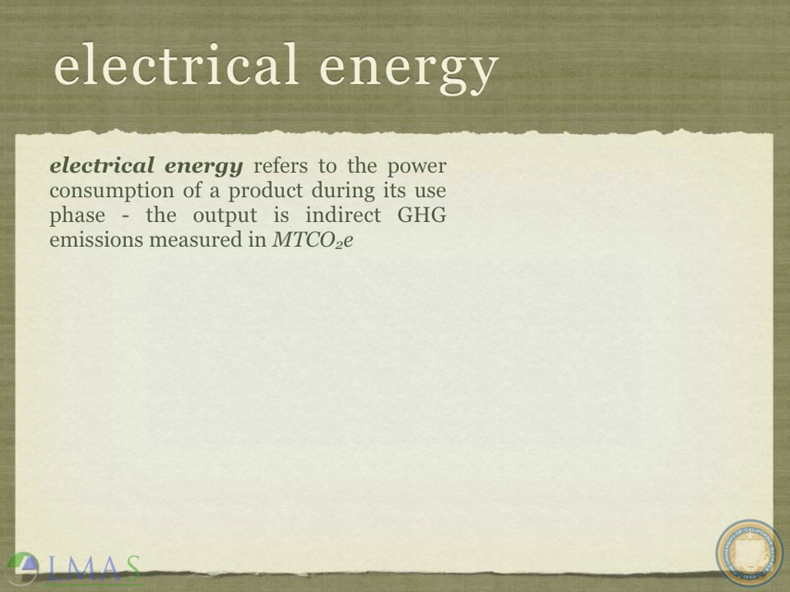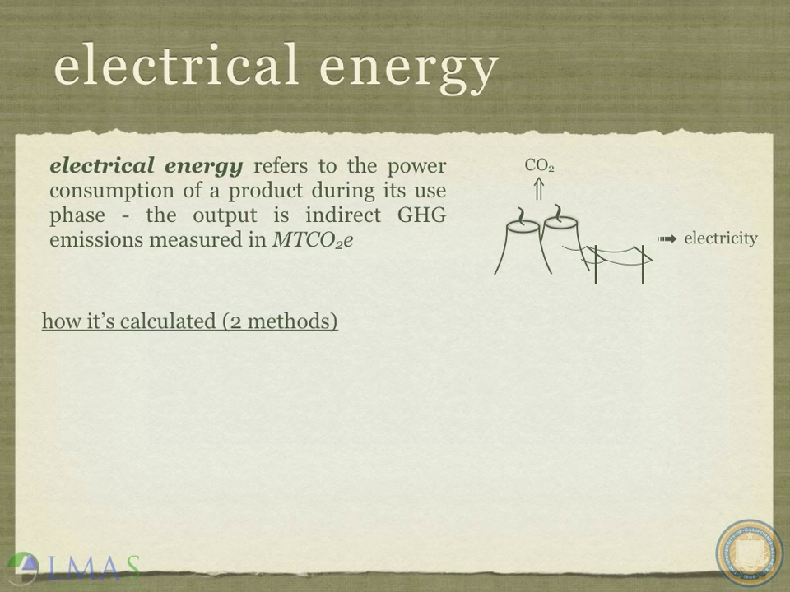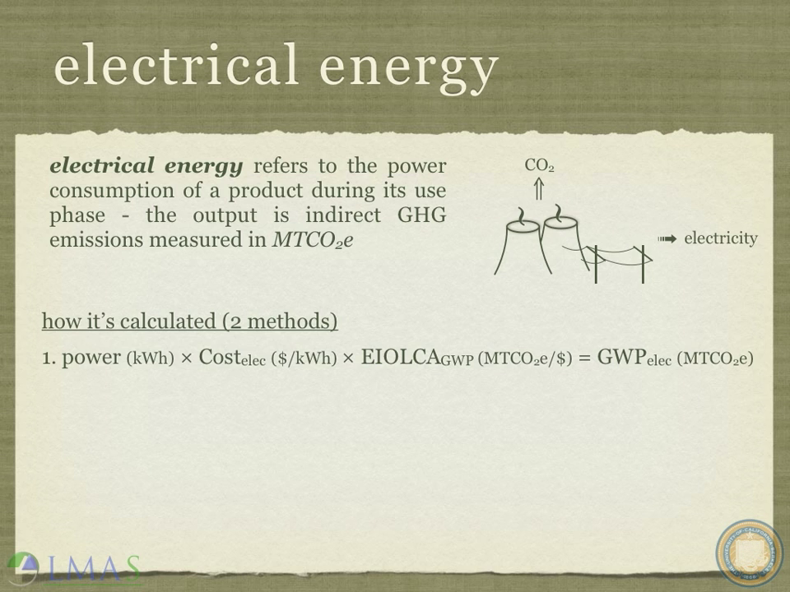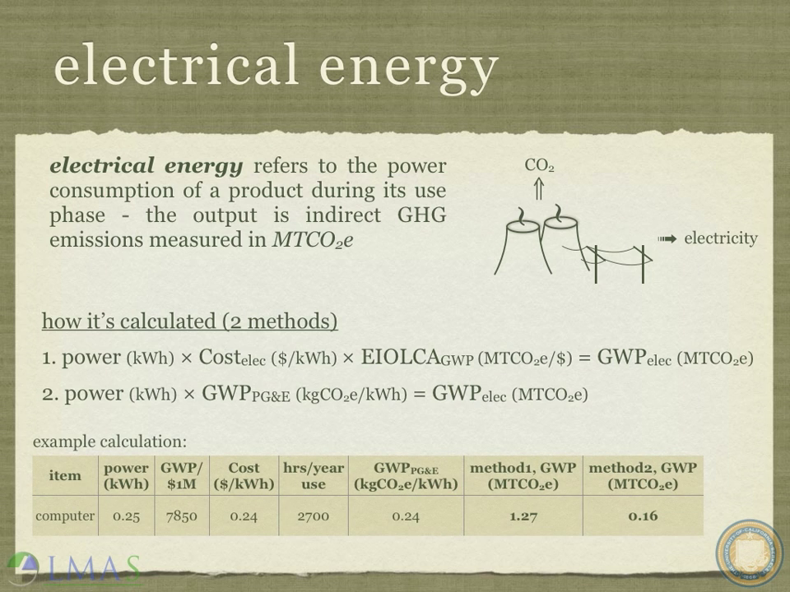Electrical energy refers to the power consumption of a product during its use phase. The output is indirect greenhouse gas emissions measured in metric tons of CO2 equivalent. 2 methods can be used to determine the emissions. The first method uses the EIO LCA data multiplied by the power consumption and the cost of electricity to obtain the GWP. The second method utilizes PG&E's emissions data, which is given in GWP per kilowatt hours. The latter method was used in our analysis. An example with computers is given below.